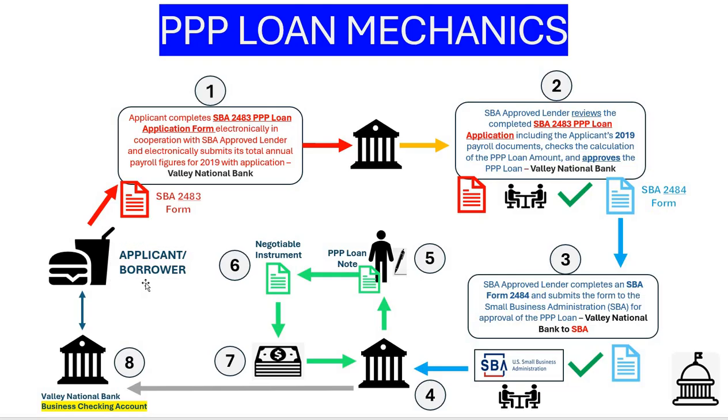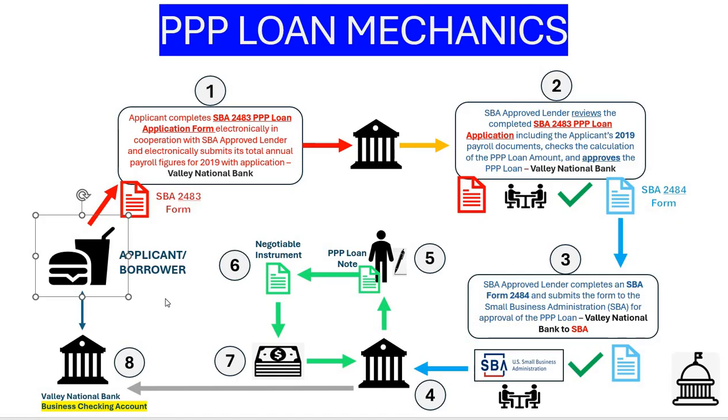The first step in the PPP loan application mechanics is that an applicant, otherwise known as a borrower, approaches a lender, a bank or another lender, generally referred to as SBA approved lenders, or in other words, a bank or some other lender that had been approved by the SBA to make PPP loans. So the first step in the process is a business. In this case, we're depicting the business as a restaurant, hence the hamburger and the drink.